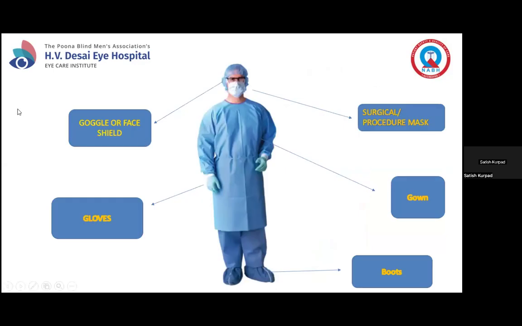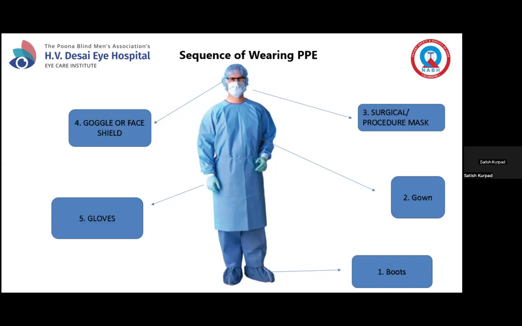What is the PPE? Mainly there are different parameters or factors in the PPE: boot, gown, surgical procedure mask, goggle or face shield, and gloves are the PPE.